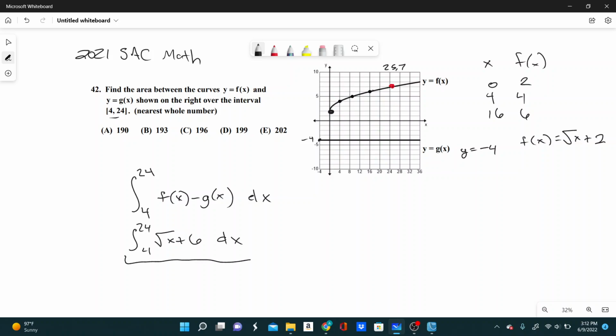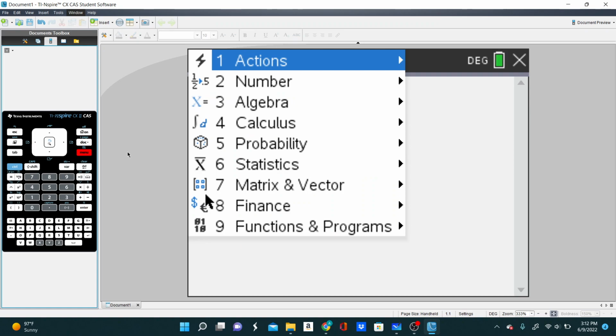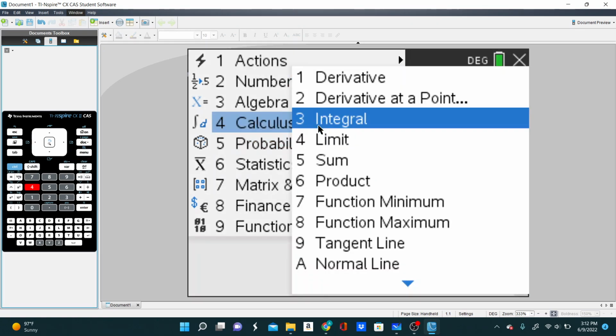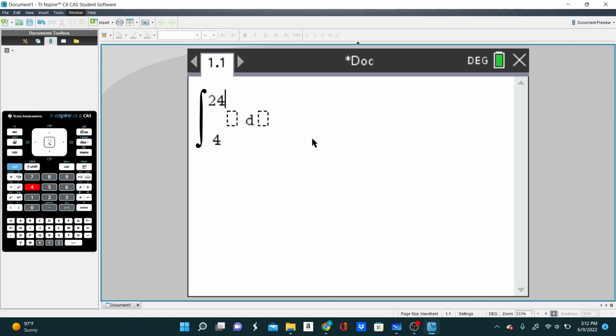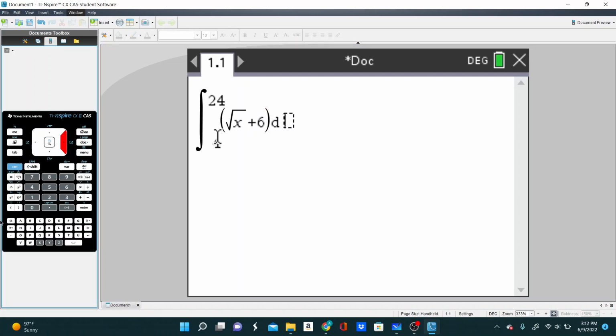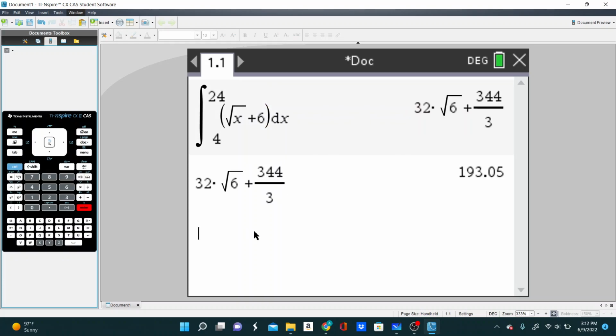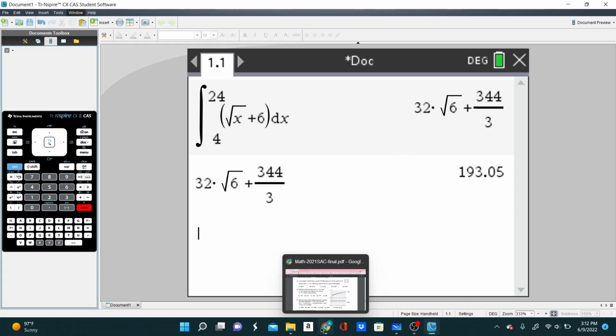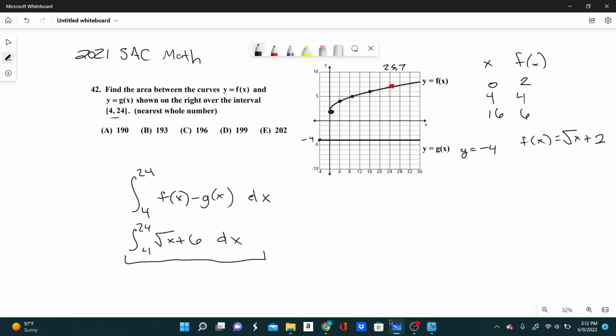So this equation should give you the area. And so I'm actually going to integrate this with my calculator just to save some time. You go to Menu, for Integral. You go 4, 24, and then square root of x, you do square root of x plus 6 dx, and then Control Enter to get an approximation. So we get 193, and let's see if that's an answer choice. Yep, it looks like that's answer choice B.